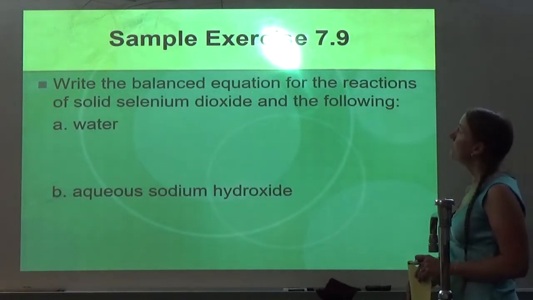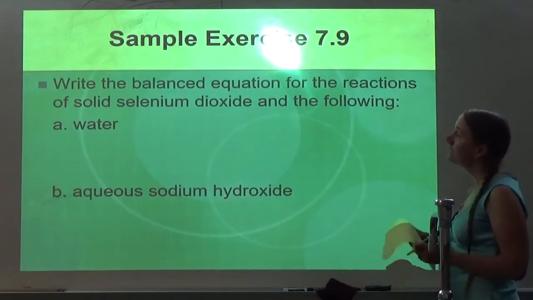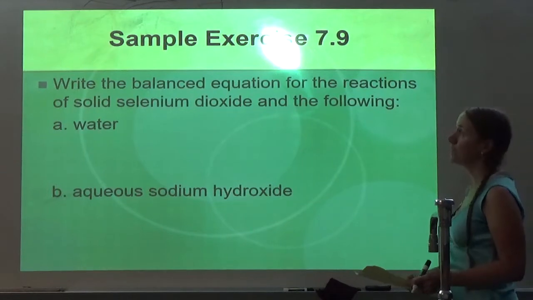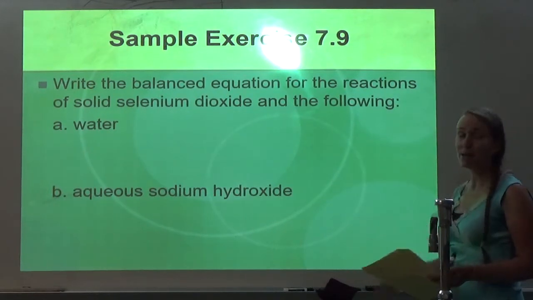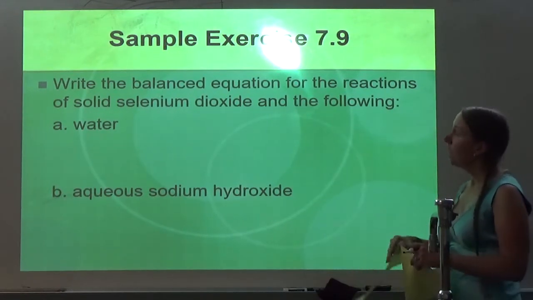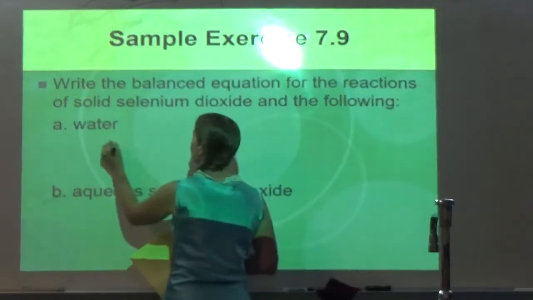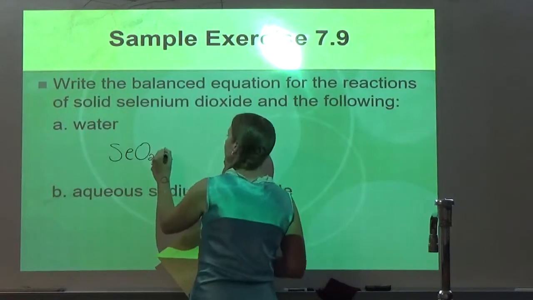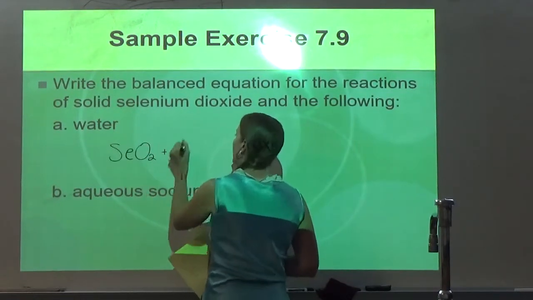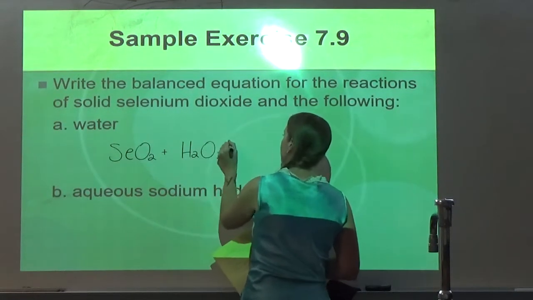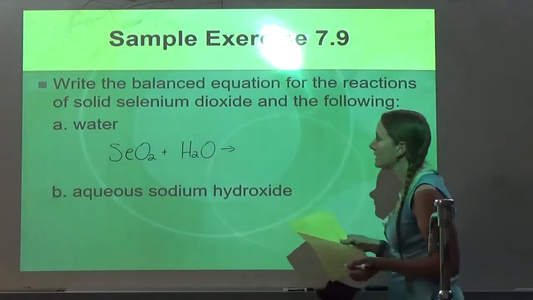So it says, write the balanced equation for a reaction of solid selenium dioxide and the following. So we have water, and then we have aqueous sodium hydroxide. All right, so we're writing the balanced equation for both of these. So we have selenium dioxide, so I don't need to do anything with charges because it tells me exactly what it is, and water. Okay, so I have selenium dioxide and water.